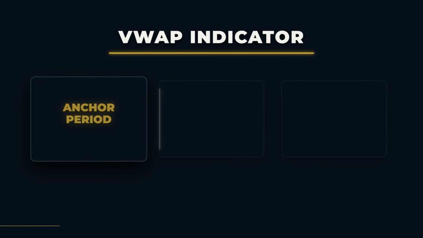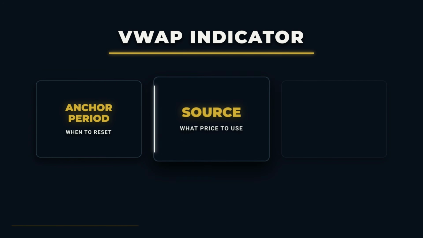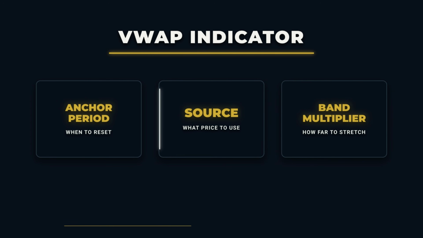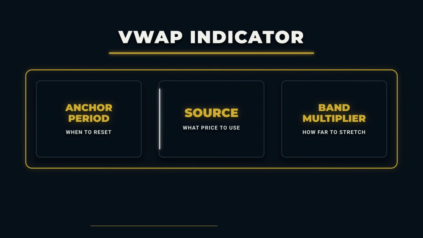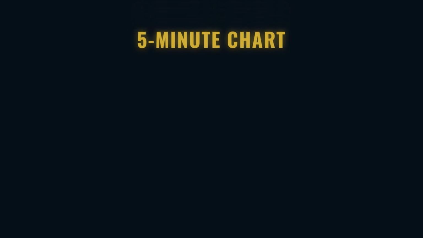There are only 3 settings inside of the VWAP indicator that actually matter. That's going to be the anchor period, the source, and the band's multiplier. The anchor period is going to tell you guys when to reset, the source is going to tell it what price to use, and the band is going to be telling it how far to stretch out. Those are the only 3 levels we're going to be touching today. So let's get started with the 5-minute chart here.